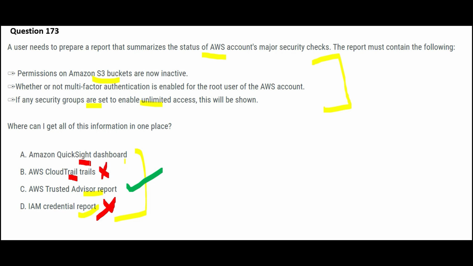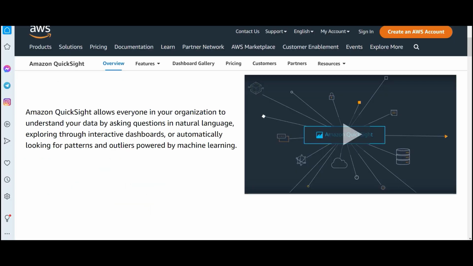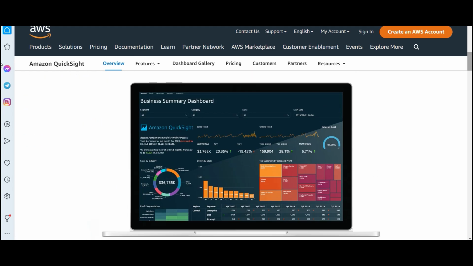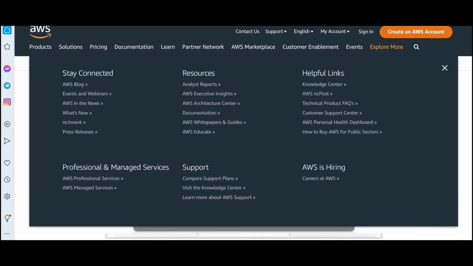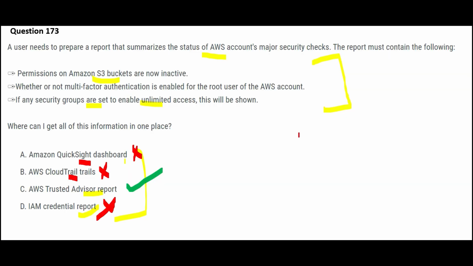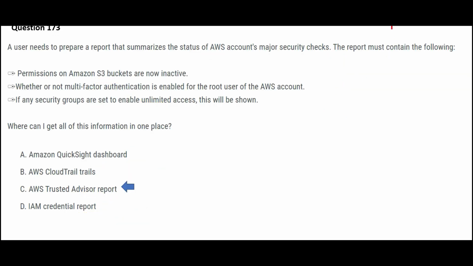Let us look at the QuickSight dashboard. QuickSight is a reporting tool. You can plug it into any data source and create a dashboard. It has nothing to do with security. It will help you create reports for your organization with the data, but it can use any data. It is not only for secure data. This is the kind of dashboard it produces, but it is a business intelligence and analytics tool. It will not help you with security. Hence, A is wrong as well. So this would be my final answer.